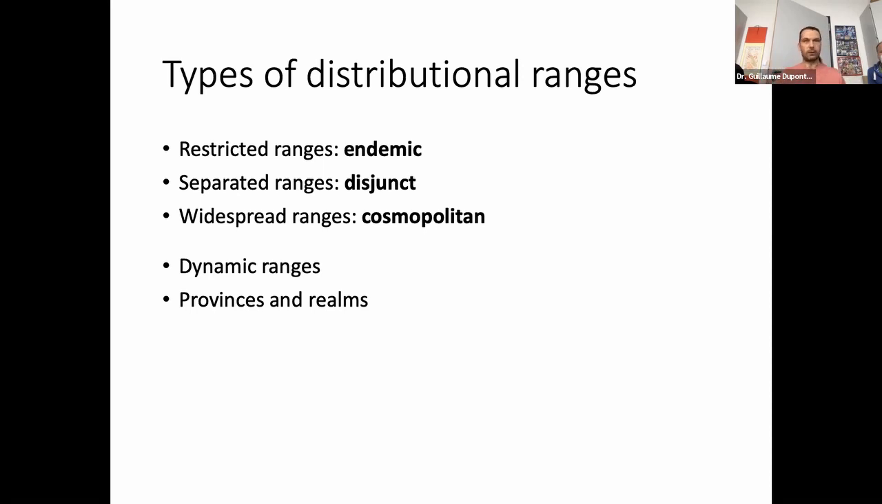And then finally, and that is what Wallace did in his book, we can divide the Earth into certain provinces or realms, which show that in these areas, specific assemblages of species co-occur.